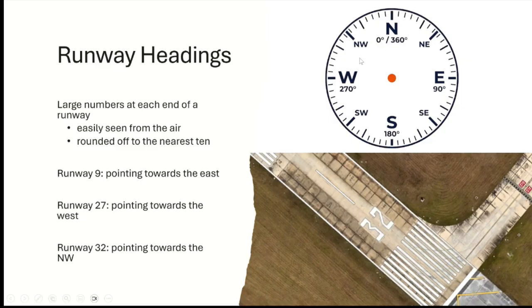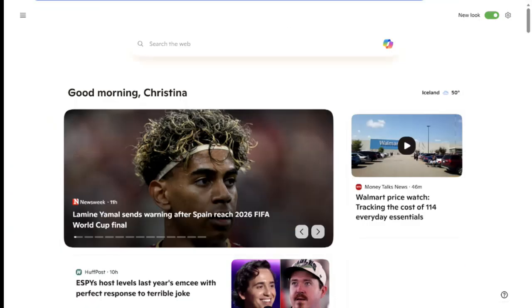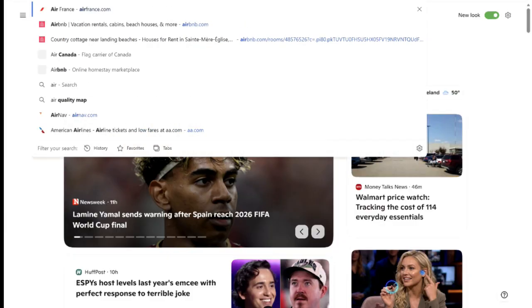So let's do a few more examples with these. Here, I decided to pick Skydive Sebastian, and if you go to airnav.com, actually, let me pull that up for you really fast so you can see how this works out. So airnav.com.